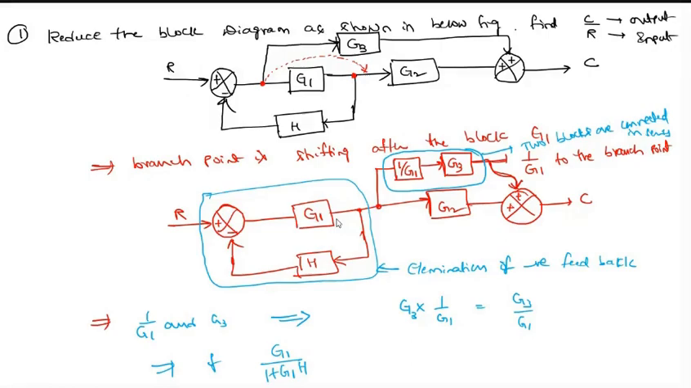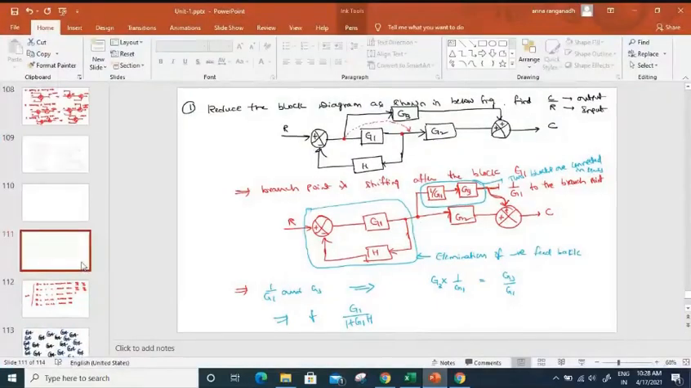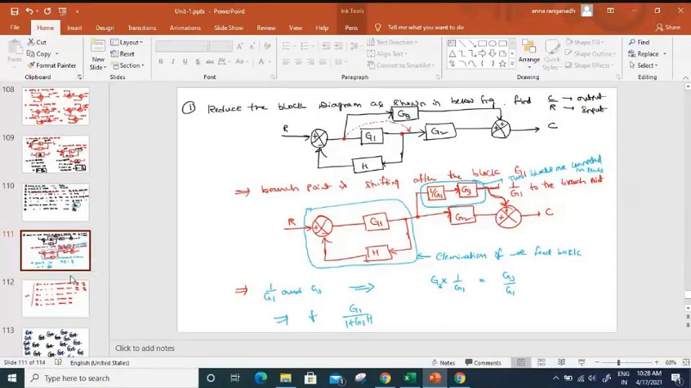Guys, give me a second. Shares are completed.